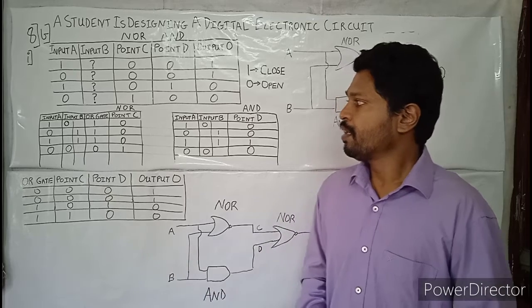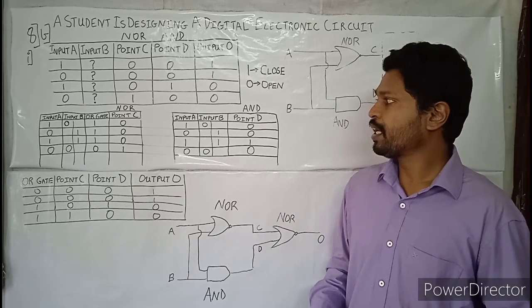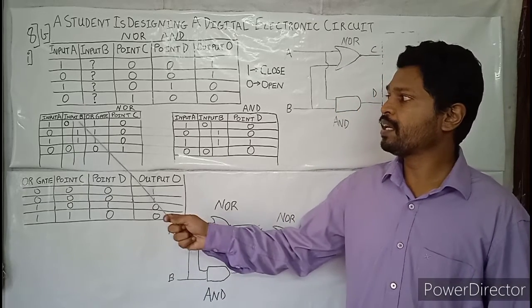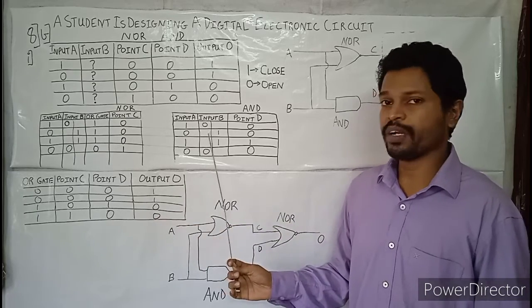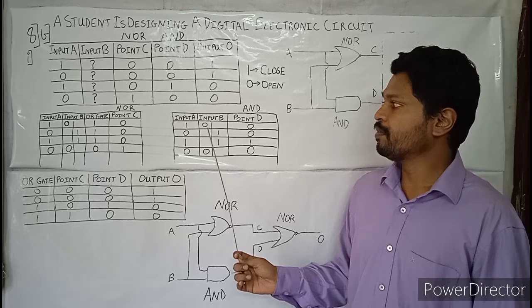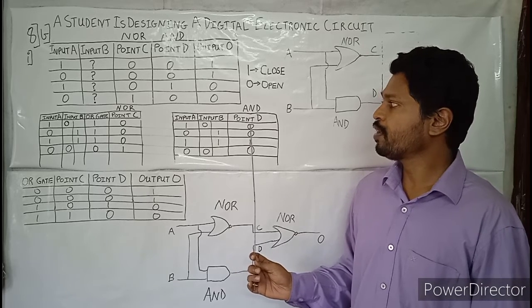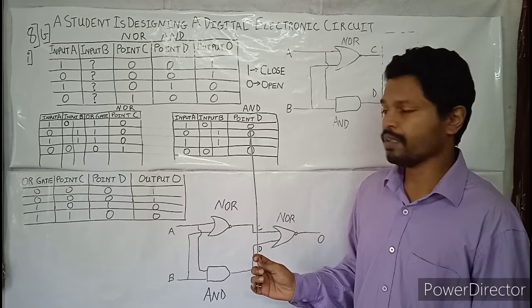Now I told you earlier that we had taken 0 over here. Why we had taken 0, I'll explain right now. If you take 0, then only the answer will come over here as 0.